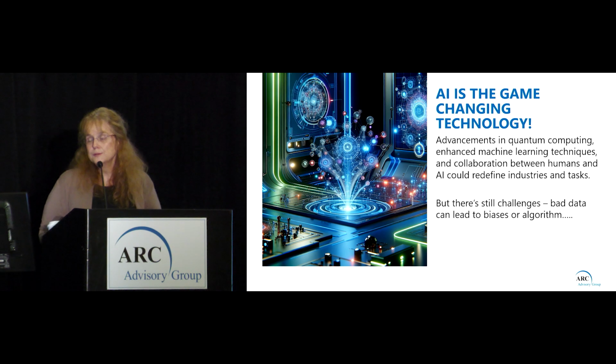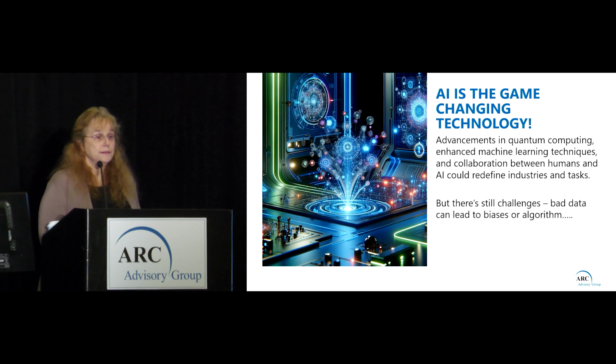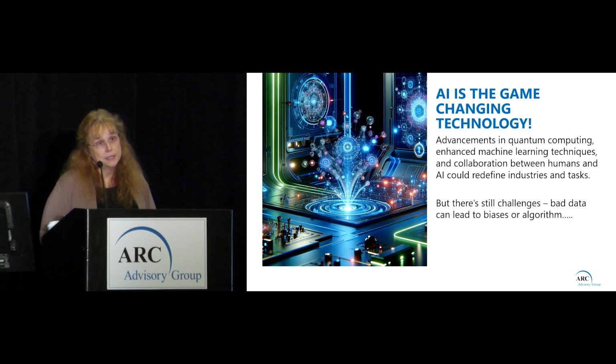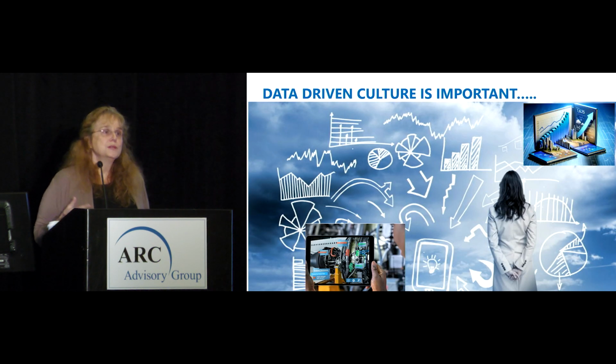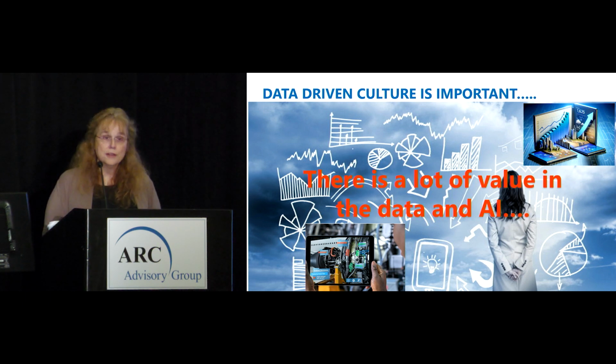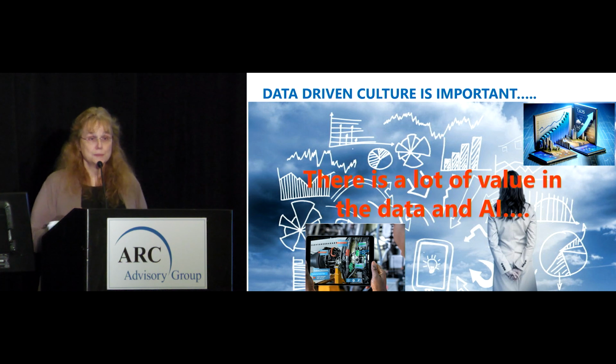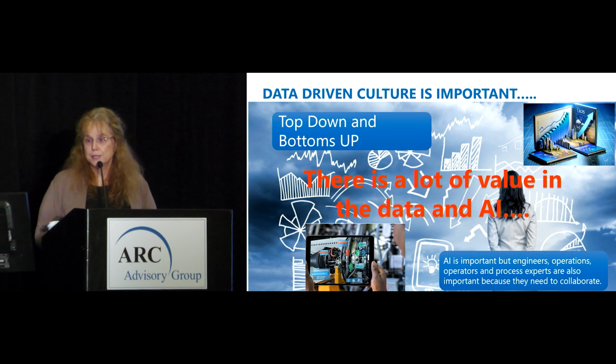And there are some challenges with AI, like data bias, for example, or having bad data. But ultimately, the culture has to be data-driven. And there's a lot of value in the data. And there's also a lot of value in some of these new AI tools and AI agents that you're seeing. And you can have, and you should have, a top-down and a bottoms-up approach. But the top-down to me is the most important because it's like you're driving in the fast lane and you know that you won't get a ticket. So you can go a lot faster if you have top-down commitments for the data.